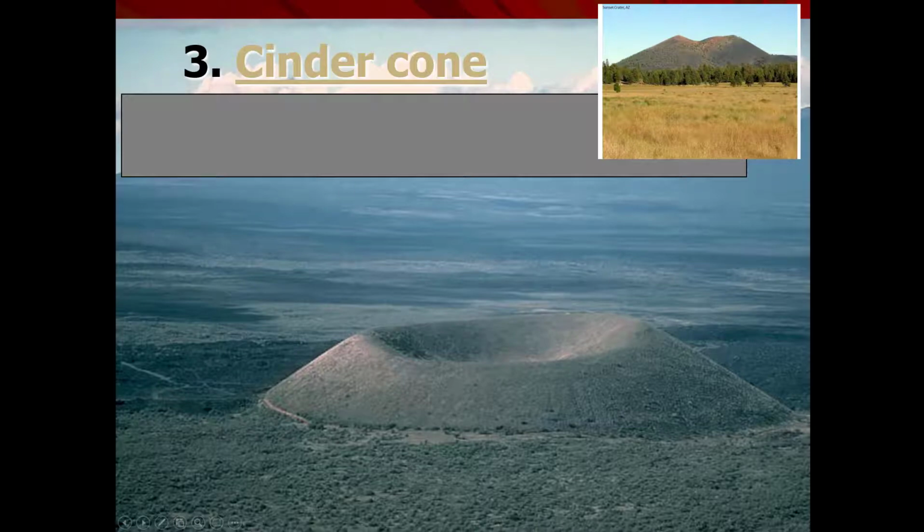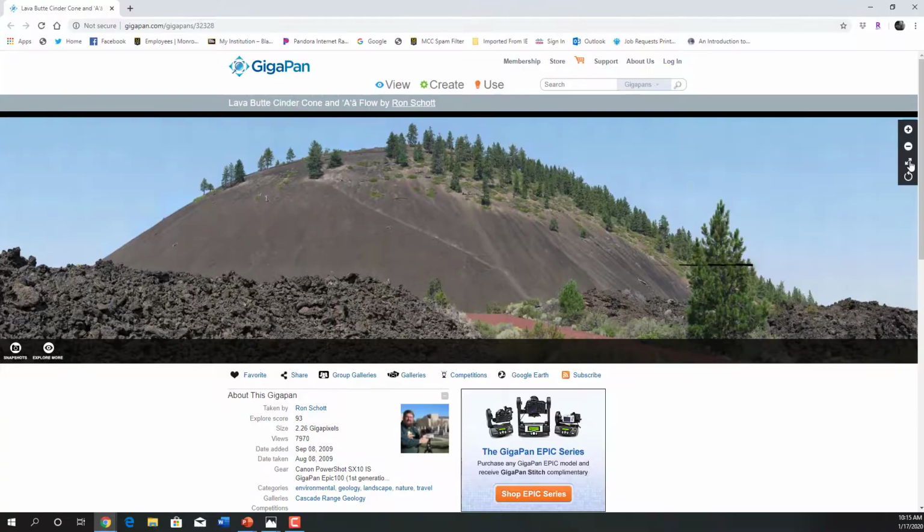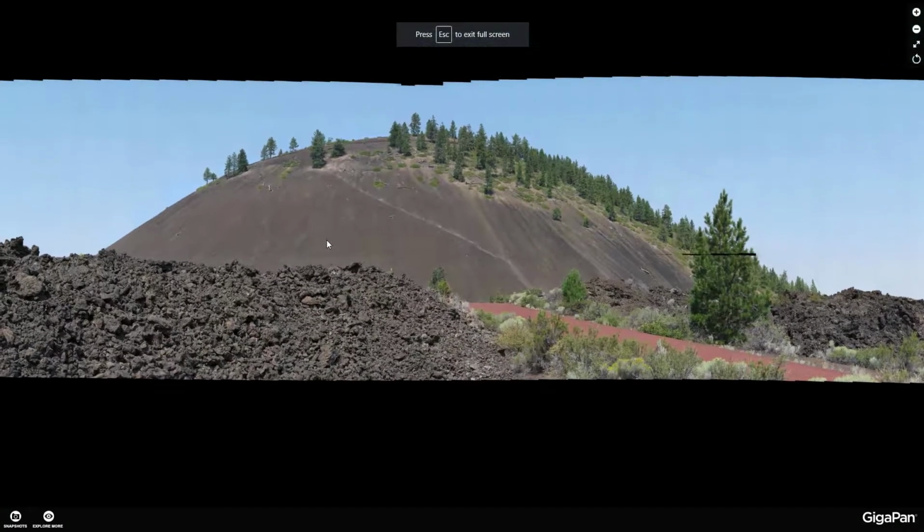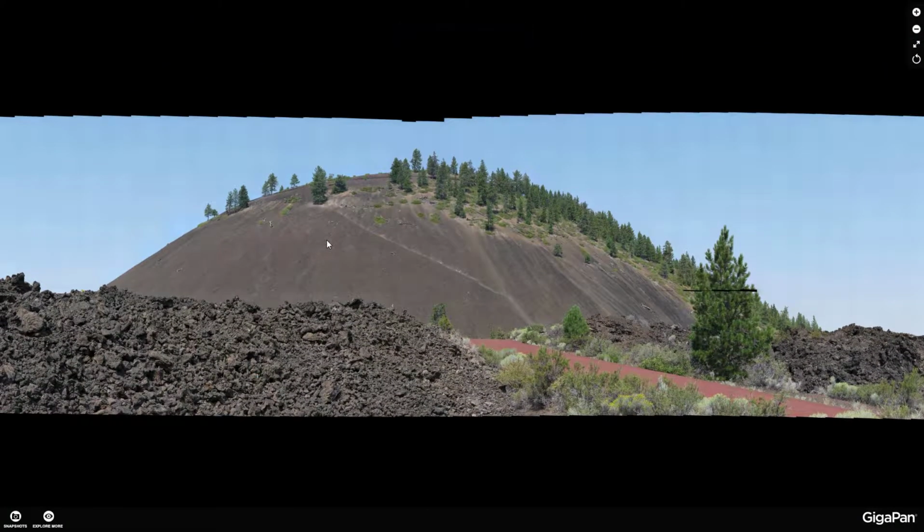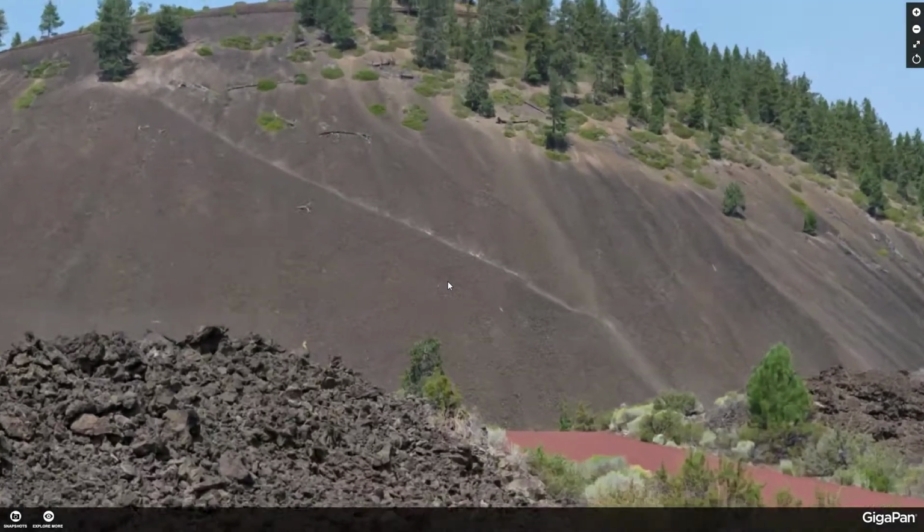I'm going to show you an image called a gigapan. Gigapans are super cool. Okay, I'm dragging it over here so you can see it. A gigapan is actually thousands of pictures that are taken by a robot at different focal depths. And then they're kind of stitched together by a computer so that you have tremendous capabilities for zooming around a landscape. So here is a cinder cone volcano. This is called Lava Butte, and it's in Oregon. And if you zoom in to the cinder cone volcano, you can see something kind of cool.